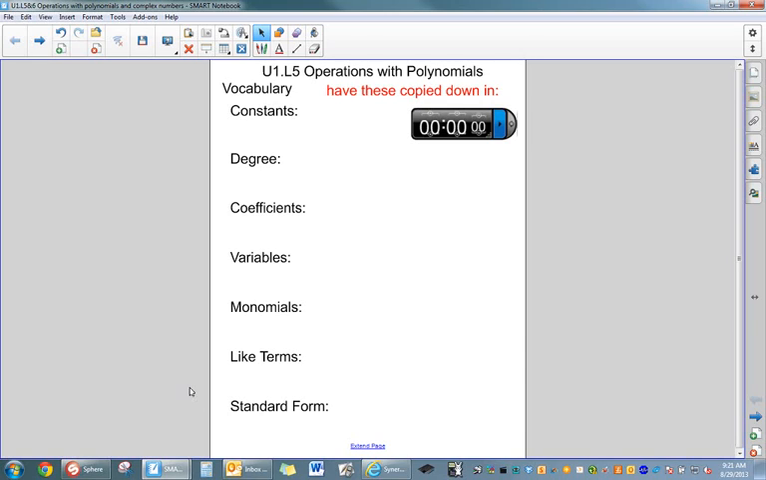It is always 2. We're going to skip the Greek right now. How about a coefficient? What is a coefficient? Where do you find a coefficient? Unless you don't know what constant is. Yeah, constant is a number. It doesn't change. What is a coefficient?